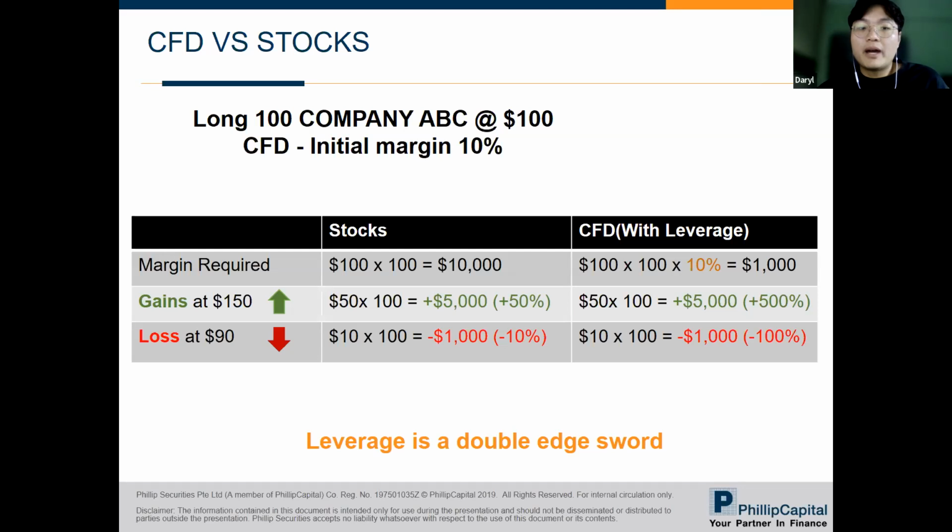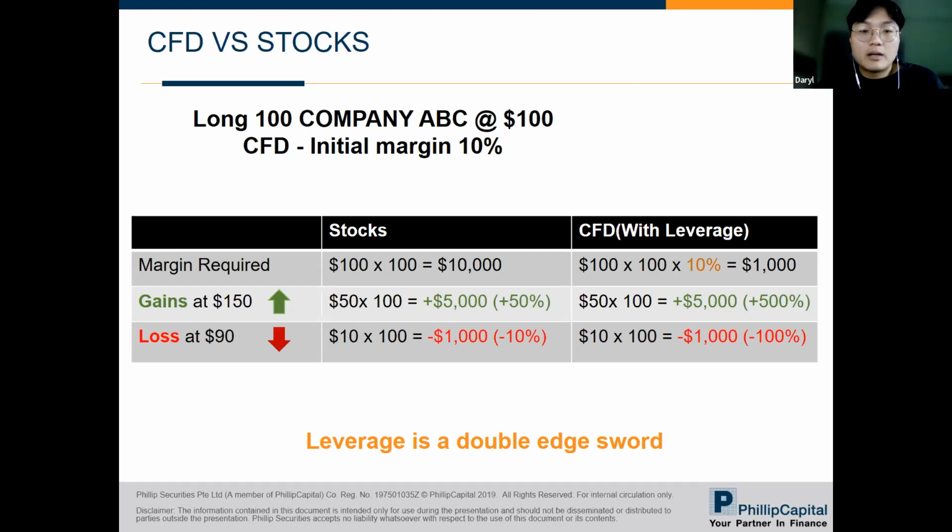So how can we amplify our gains or losses? For gains, if the stock goes up to $150, we will be profiting $50 per share. So for stocks, we'll be up by $5,000, and that will be a 50% gain. For CFD, we will be profiting the same $5,000, but we are actually up about 500% because we are using $1K to profit $5,000. Wouldn't it be great to be gaining 500%?